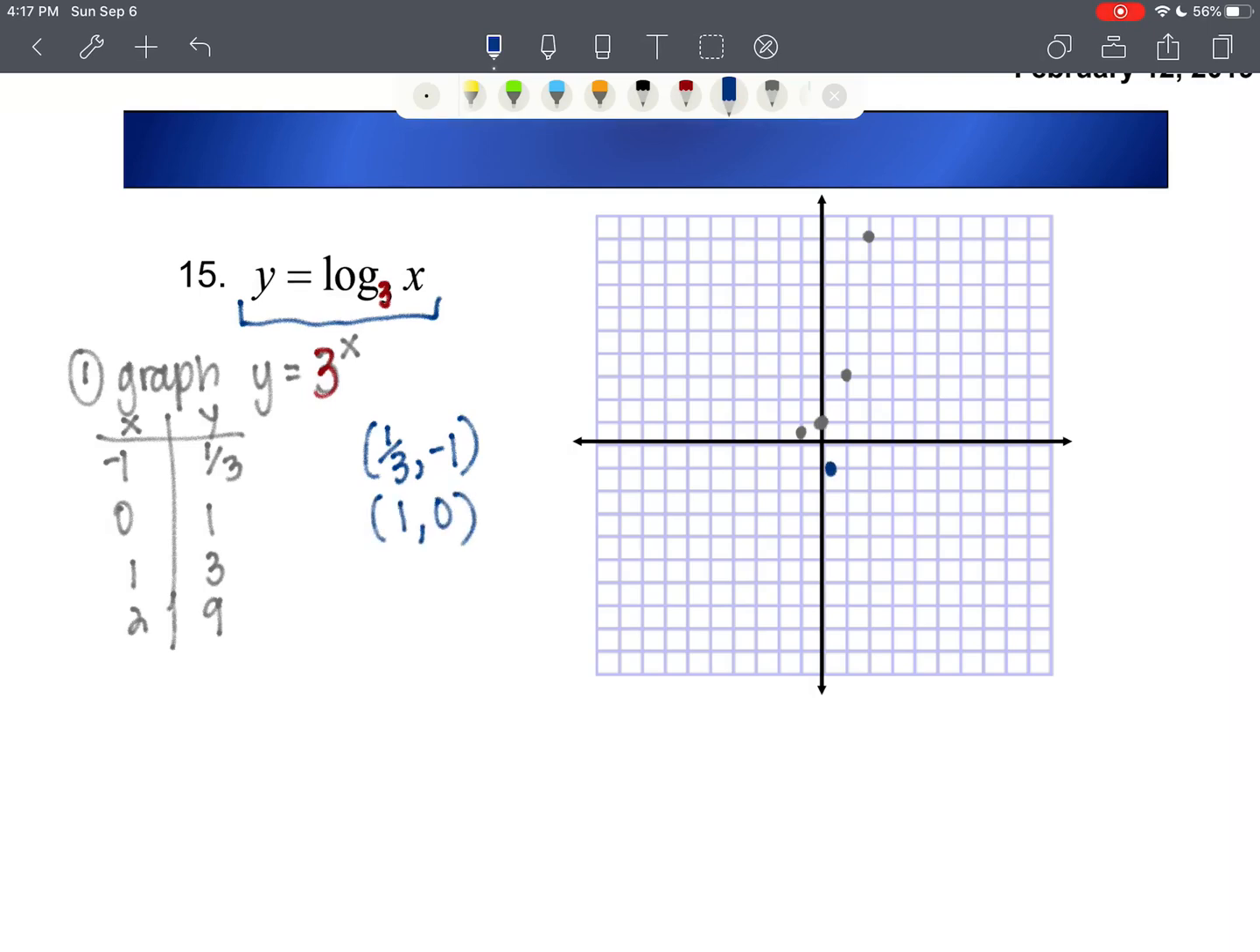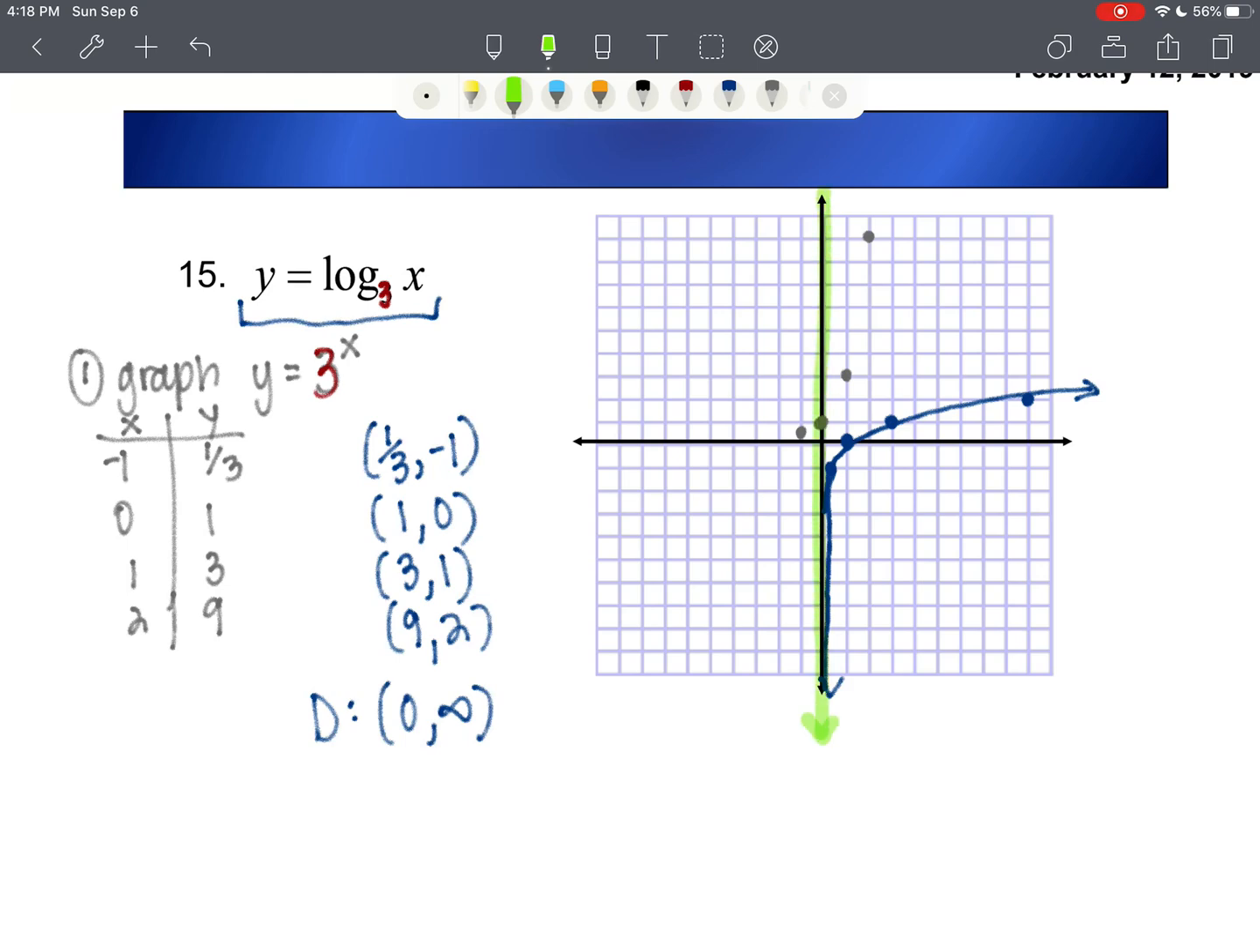Instead of 0, 1, I'm going to have 1, 0. Instead of 1, 3, I'm going to have 3, 1. And instead of 2, 9, I'm going to have 9, 2. And then I have a vertical asymptote because my domain is 0 to infinity.